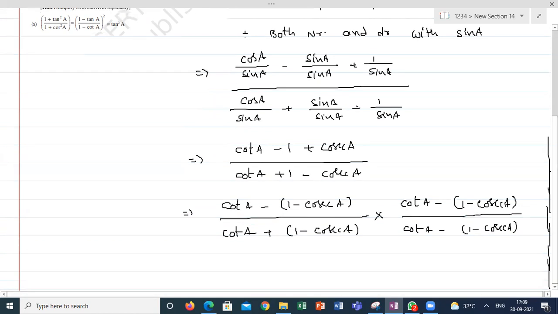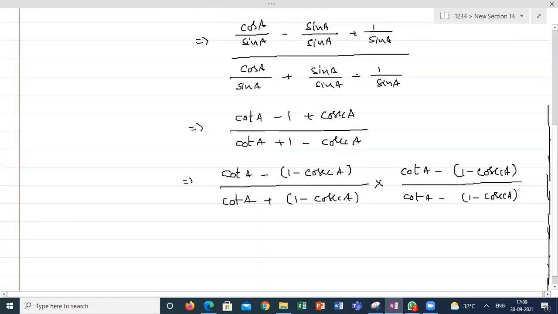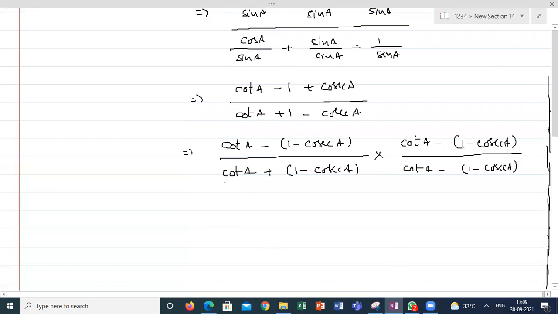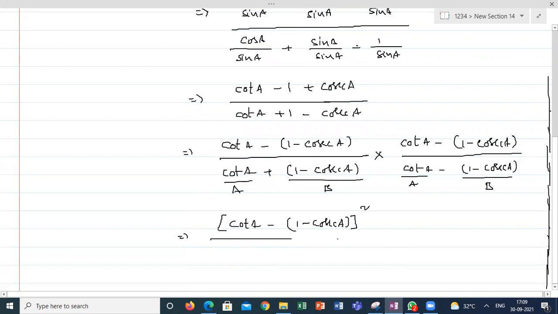The numerator will become like (A minus B) whole square. The denominator will become A square minus B square, because this is like A and this whole thing is B, then it will be (A minus B) into (A plus B), but the numerator is (A minus B) whole square. We'll get cot A minus (1 minus cosecant A) whole square divided by cot square A minus (1 minus cosecant A) whole square.